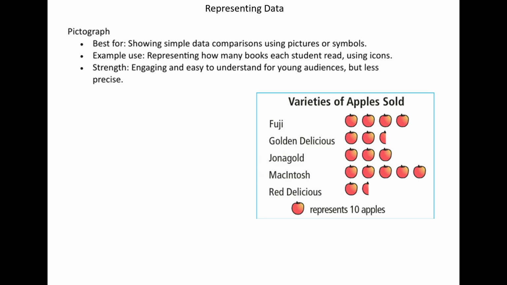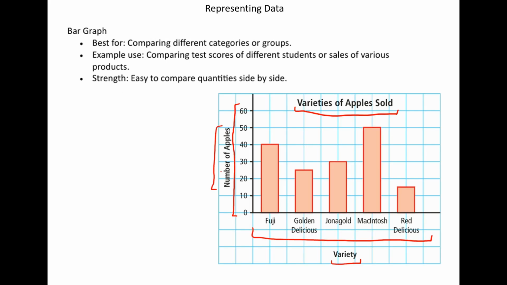So for example, for Fuji apple, in the pictograph you have to actually count: one apple represents 10, so that's 40 apples here. Here I just state the number of apples, and I can see that it's 40 right away by looking at it. This one doesn't have pictures, so it's less child friendly, but it's a way to compare data similar to the pictograph.